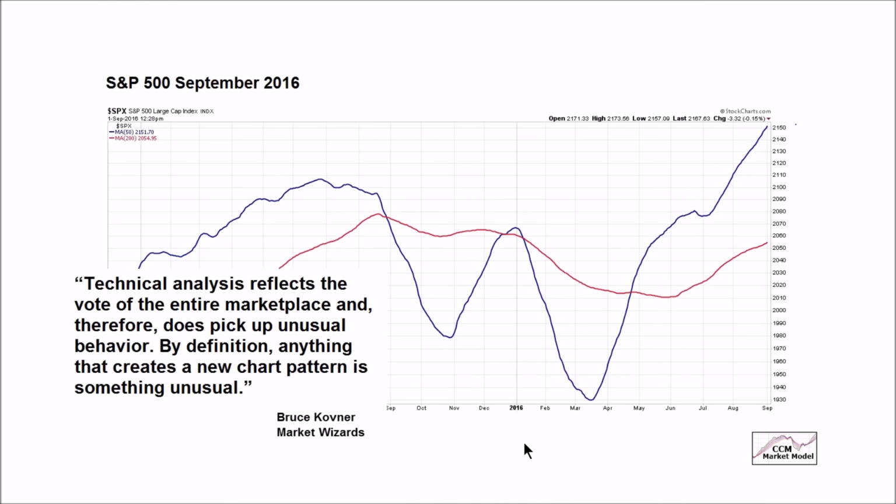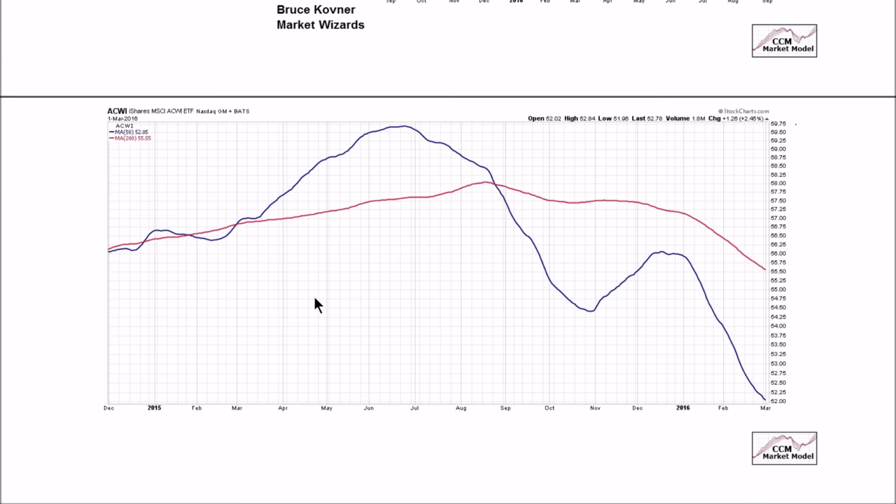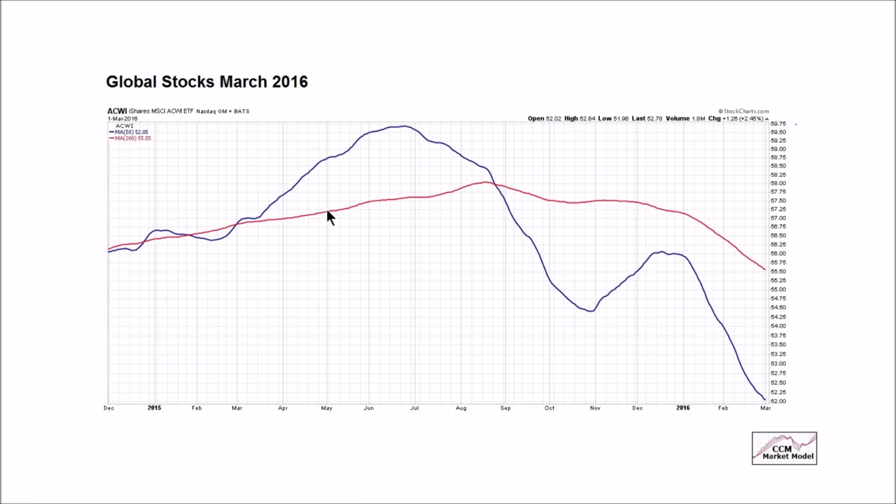Let's go back to our quote here. Technical analysis reflects the vote of the entire marketplace and does pick up unusual behavior. By definition, anything that creates a new chart pattern is something unusual. Let's look for new chart patterns in multiple markets in calendar year 2016. Looking at our same 50-day, 200-day, this is global stocks, which includes foreign stocks and the U.S. markets. You can see we have a full-bore bearish look here in March of 2016.